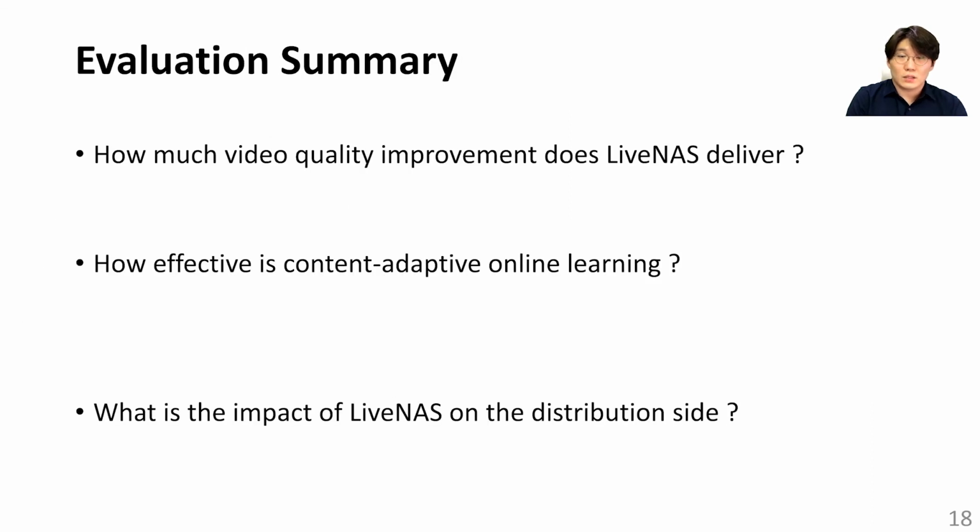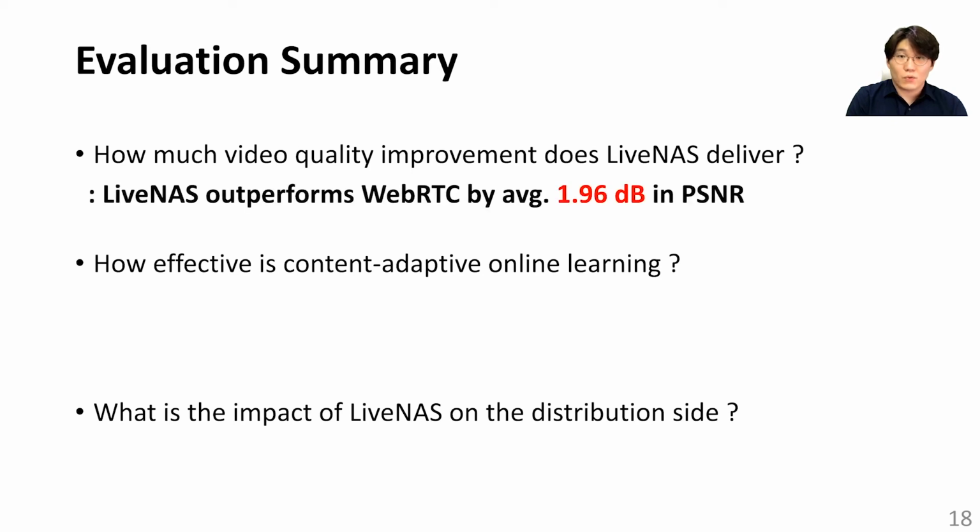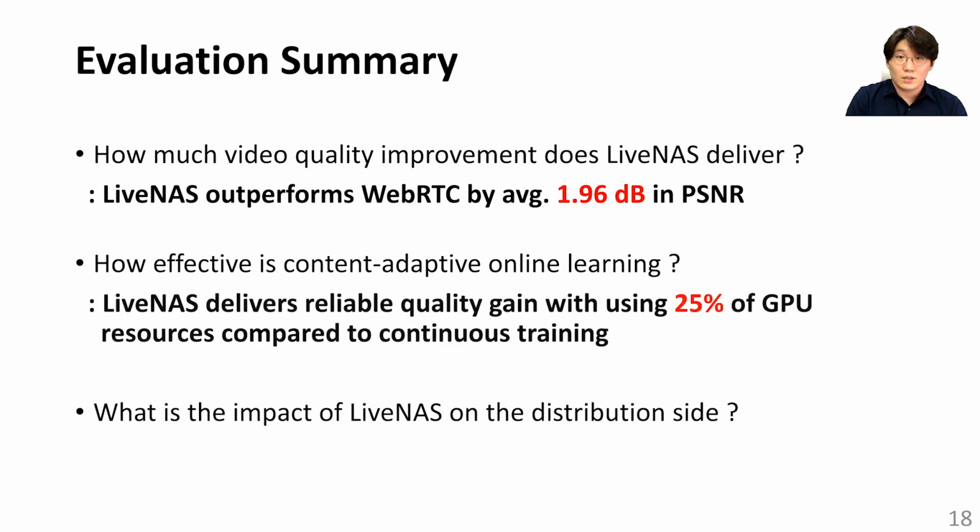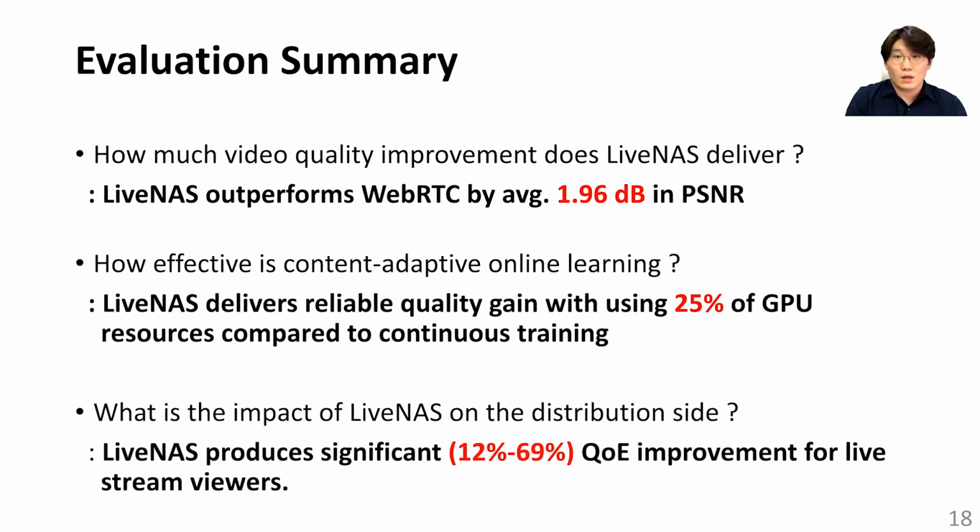We evaluated LiveNAS by answering the following three questions. I will not go into the details since it is explained in the 20-minute video. To summarize the results, first, LiveNAS outperforms WebRTC by an average of 1.96 dB in PSNR under a constrained network environment. Second, LiveNAS delivers reliable quality gain using only 25% of the GPU resource compared to continuous training. And finally, LiveNAS produces 12 to 69% QoE improvement for live stream viewers.